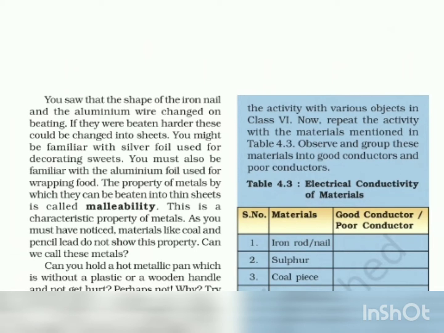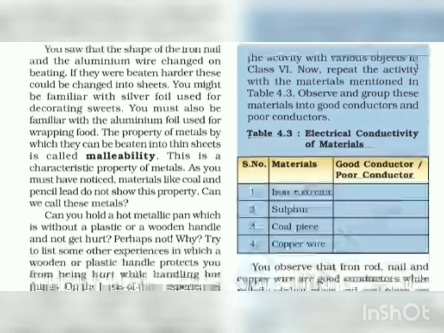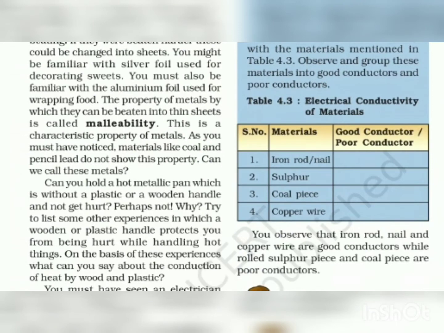When we beat them hard, they break into pieces. So metals are malleable and non-metals are non-malleable. This is a characteristic property of metals. As you must have noticed, materials like coal and pencil lead do not show this property. So can we call these metals? No, they come under non-metals.